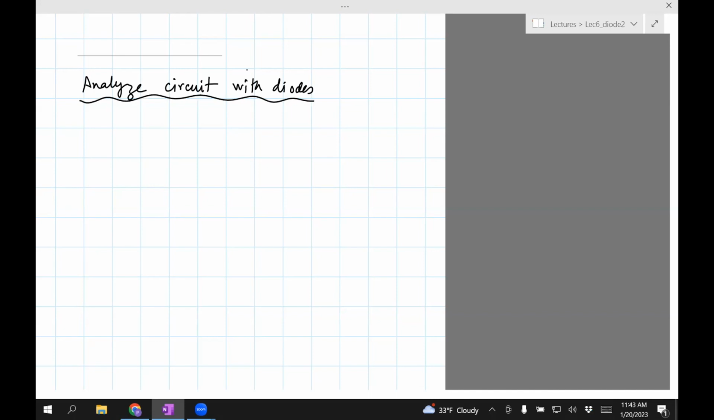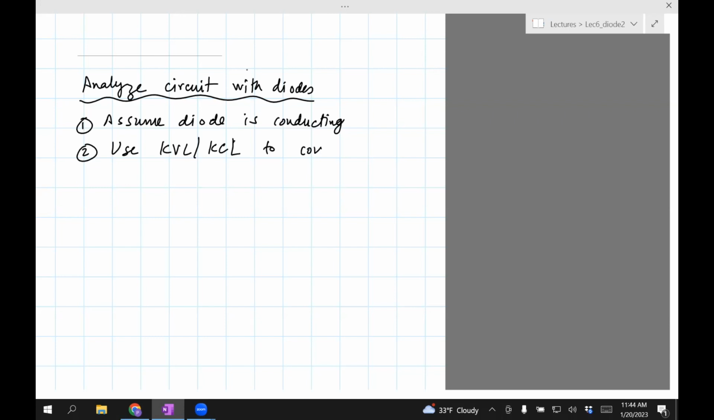Okay. So first we'll assume the diode is conducting. Then use KVL, KCL to compute the current flow in the diode.